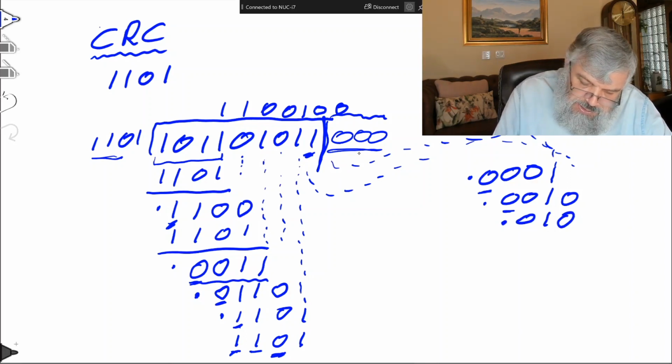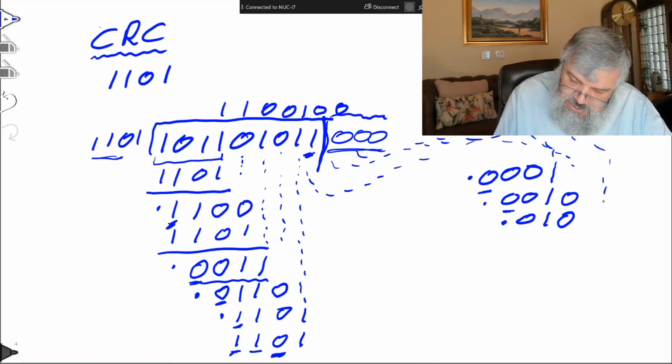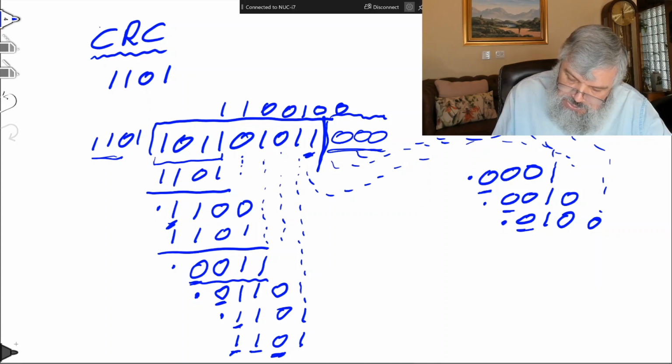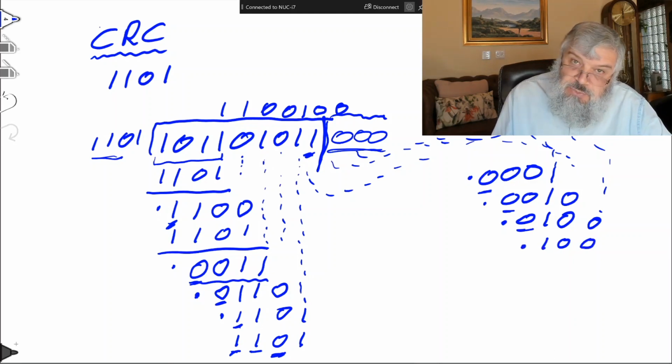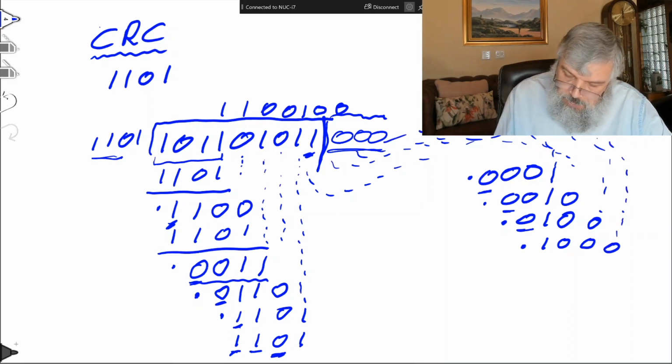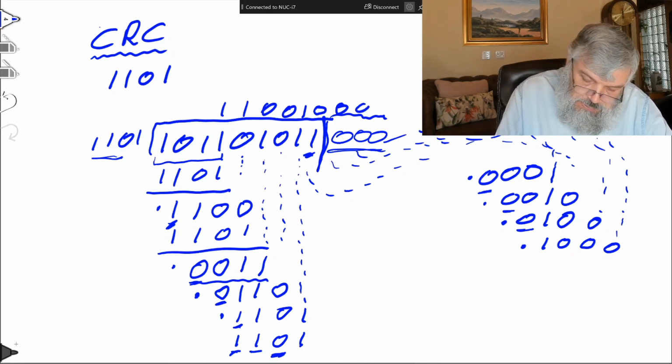To continue this process, we now bring down the second of those 3 bits and ask the question, can we subtract our polynomial? And the answer yet again by looking at the leading bit is no, we cannot. So that gives us a difference there of 1, 0, 0. The leading bit is cancelled out in the process, and we can now bring down the final bit in the whole process. So we couldn't subtract it.